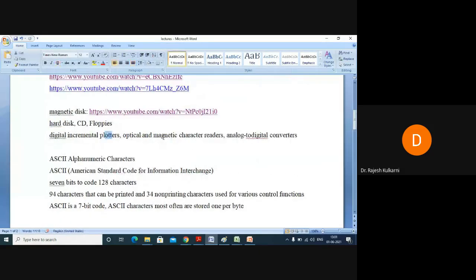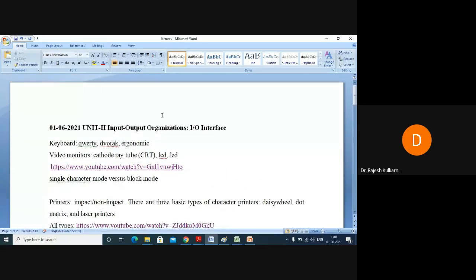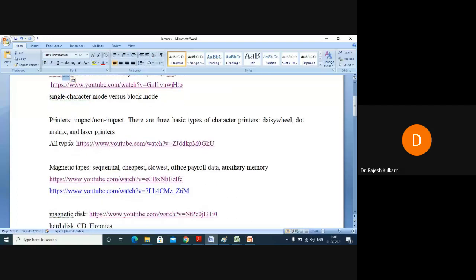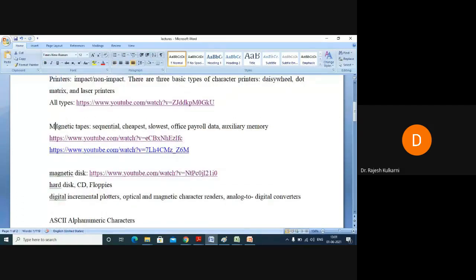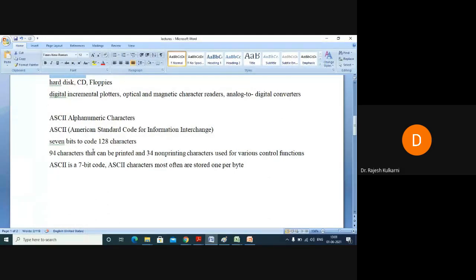Then you have plotters, character readers, analog to digital converters. All these we are discussing under the topic of Unit 2. Unit 2 consists of input-output devices, input-output organization, I/O interface. So we mentioned keyboard, video monitors, printers, magnetic tapes, magnetic disks. So we also know the significance of the ASCII characters, is it not? What are ASCII characters?